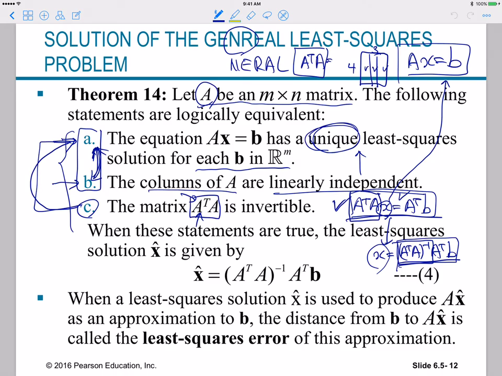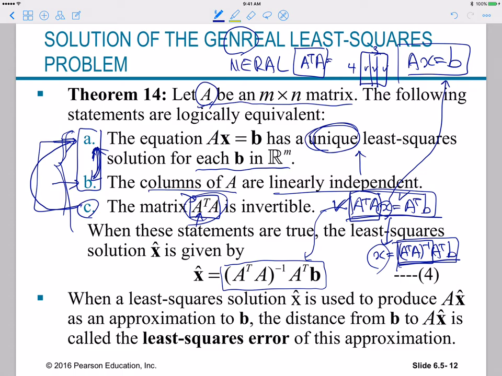So yeah, if one of these three statements is satisfied, which means our x hat is uniquely defined, that means this matrix A transpose A is invertible. And then the solution for this normal equation will always be obtained in this form, right? Yeah, that is quite obvious.